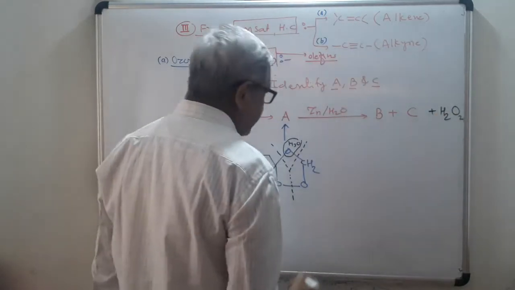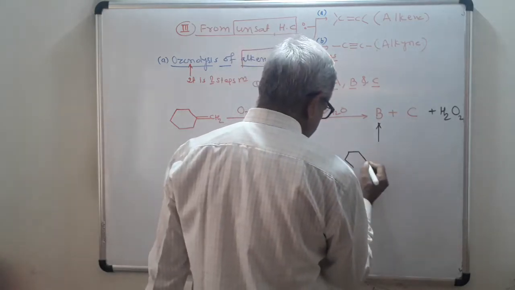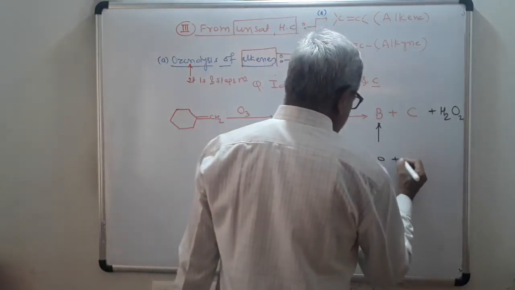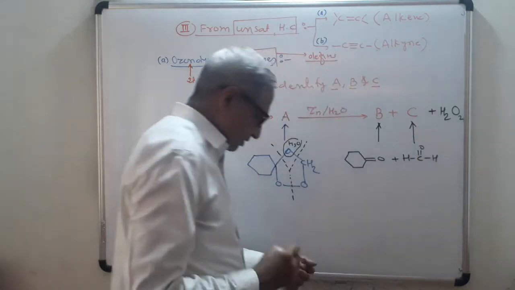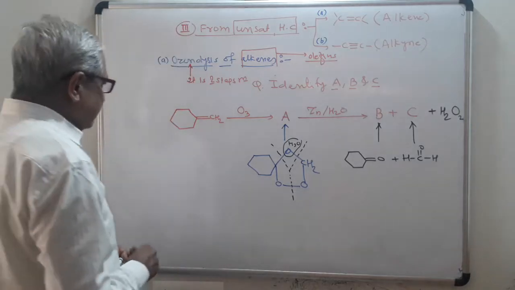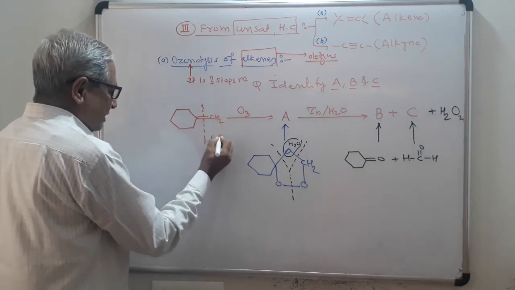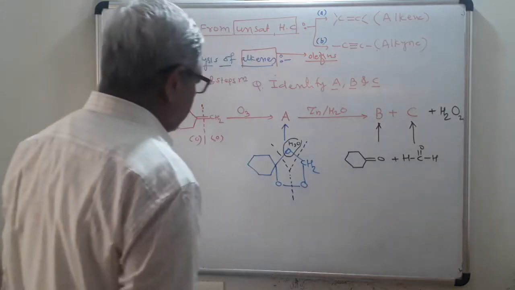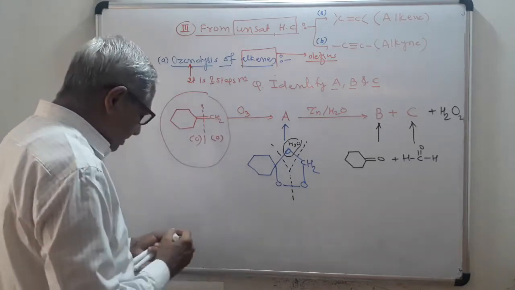And see the main product. The product B is like this. It is cyclohexanone. This is one of the products. And the second product will be formaldehyde, HC double bond H. This is your C. So these are the products. Now I will give a simple hint to write the final products here. You just have to break this bond here. Add one oxygen atom here, another oxygen atom here. You will get cyclohexanone and formaldehyde. So by this suggestion, you can directly answer the product.